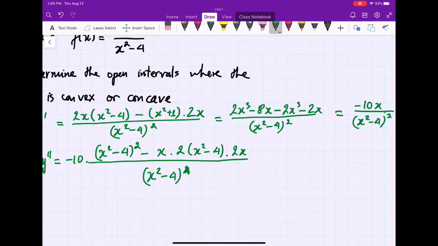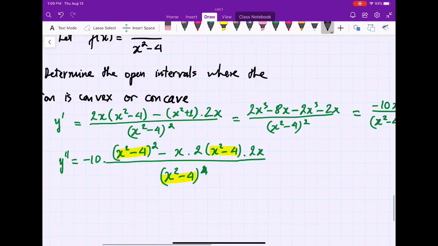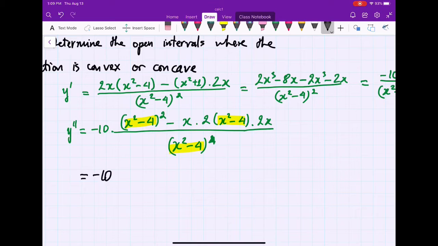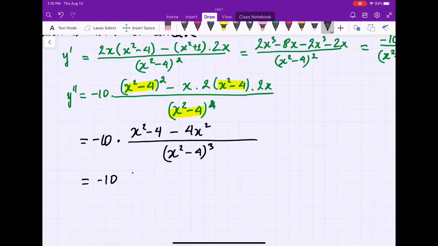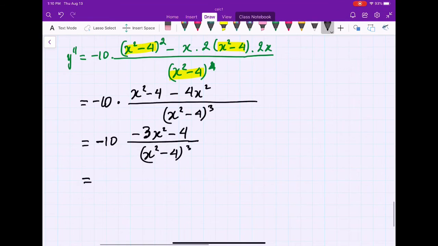And here we divide by (x squared minus 4) to the 4. Since you have (x squared minus 4) factors, you can simplify. You have negative 10, and here we have (x squared minus 4) cubed. On the top, I have (x squared minus 4) because we already simplified one factor. In the second term, I have minus 4x squared. So I have negative 10 times negative 3 times (x squared plus 4)... divided by (x squared minus 4) cubed. Or you may rewrite this as negative 10 times (3x squared plus 4) over (x squared minus 4) cubed.